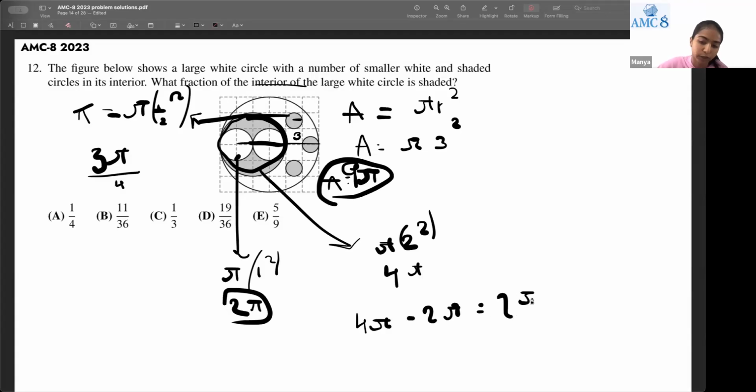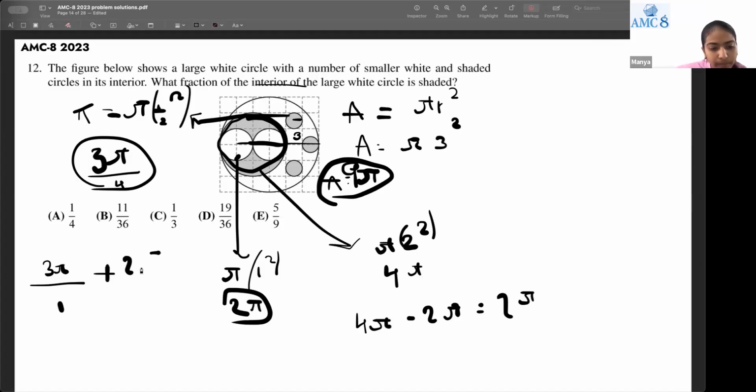Because 4 minus 2 is equal to 2. And now see this shaded part here. We know that the value of this shaded part is equal to 2 pi. Then the fraction of the interior circle over the whole white circle is going to be equal to 3 pi by 4 plus 2 pi over the total area of the large white circle, which is 9 pi.